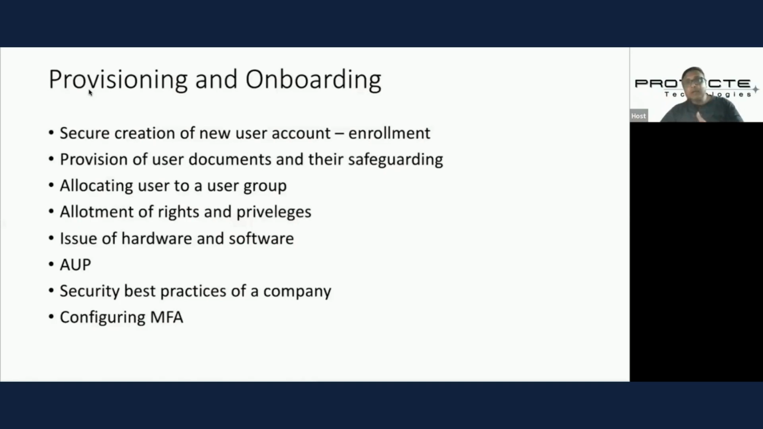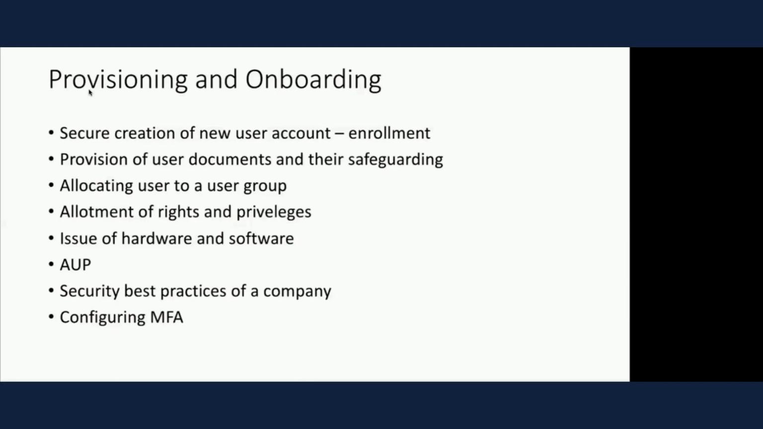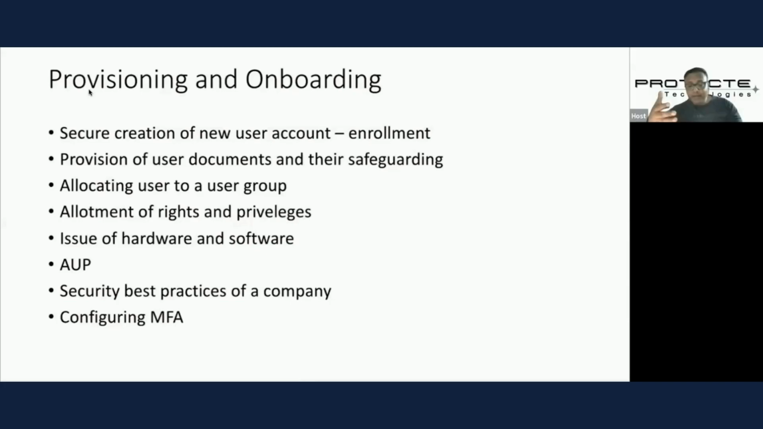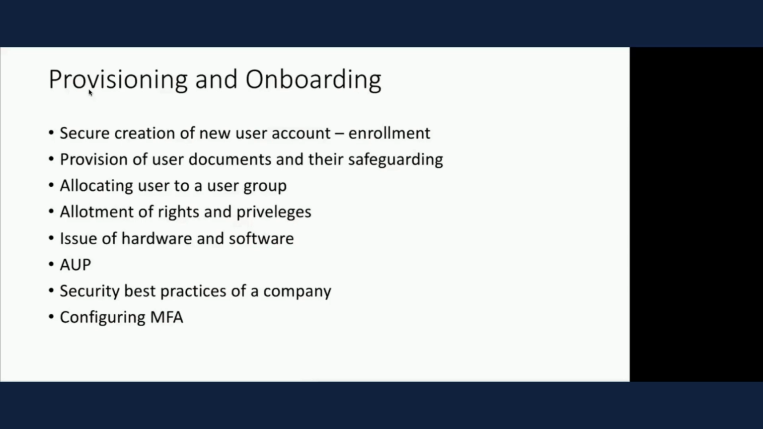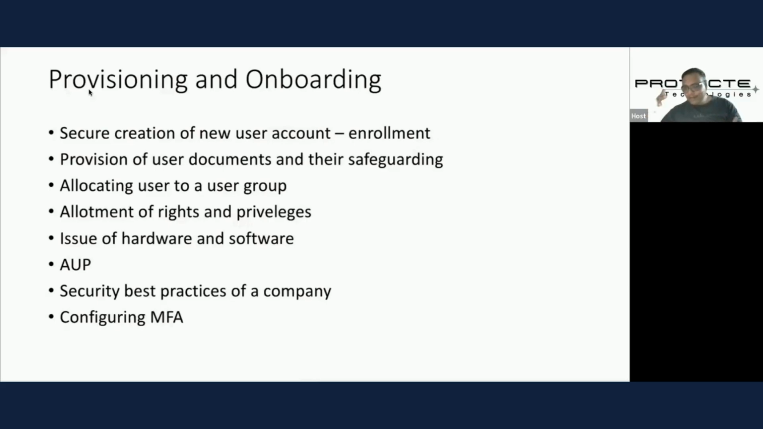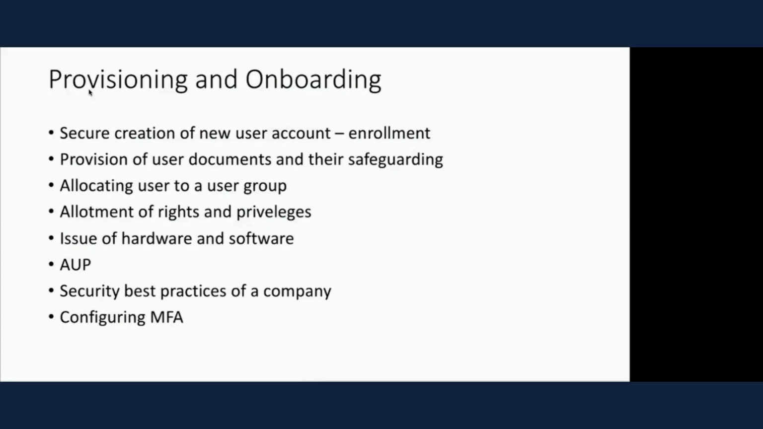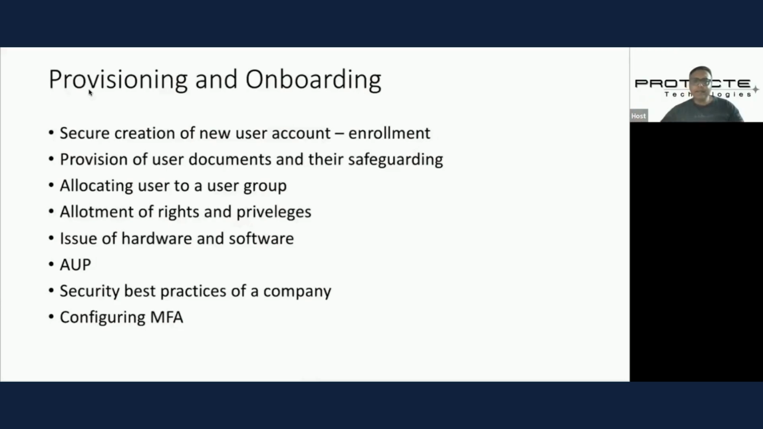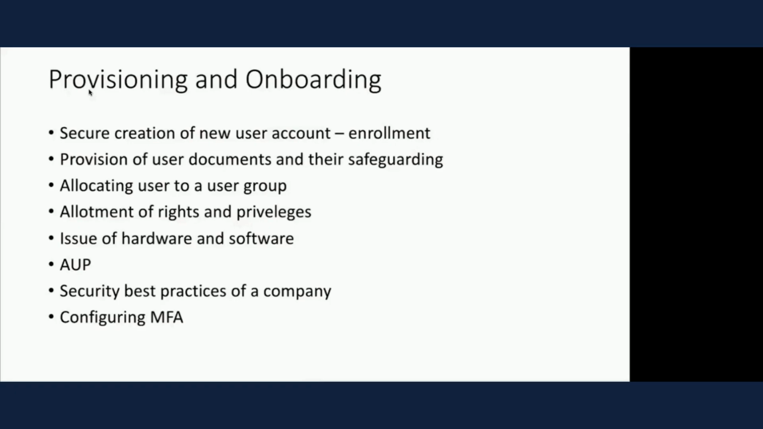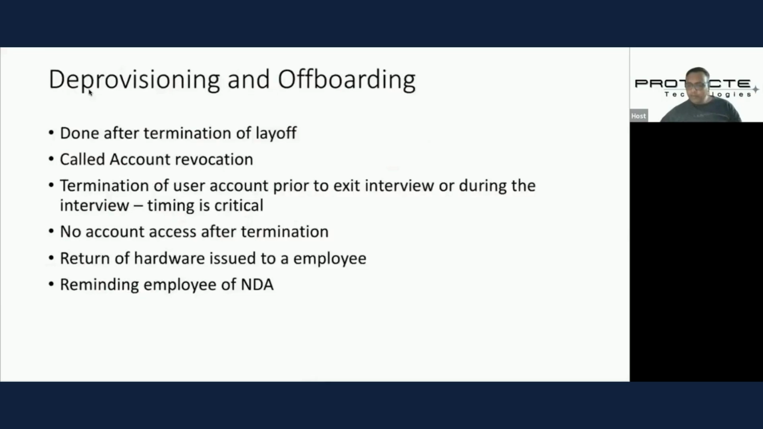Once you do provisioning and onboarding, generally you sign an acceptable use policy. You say that, fine, you are giving me access to your resources, and I'm going to use these resources in a due care and due diligent manner. That's called signing the AUP. Generally, you are then told about the security best practices. You have an onboarding period, and most organizations today configure MFA on all the applications you access. This is part of the provisioning and onboarding cycle.